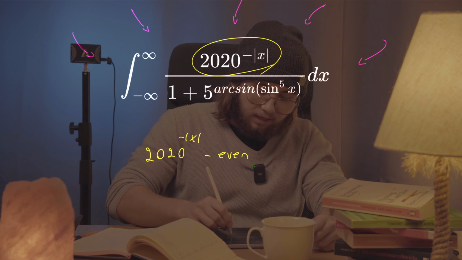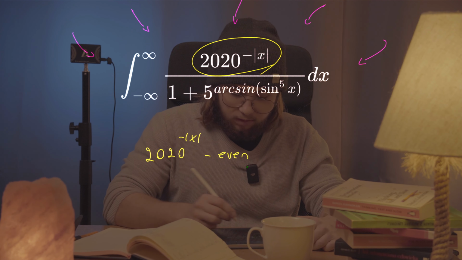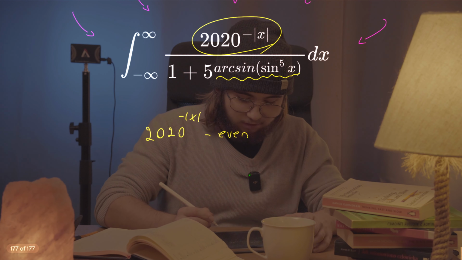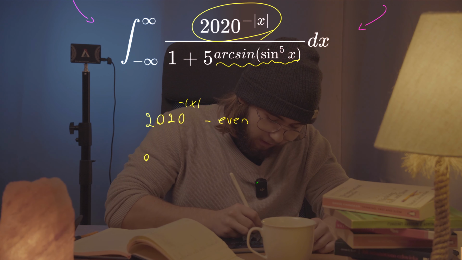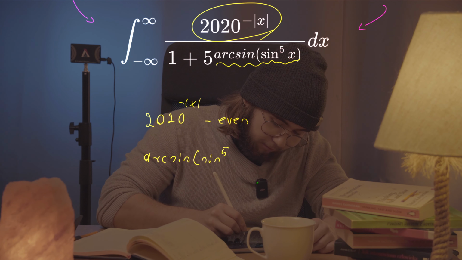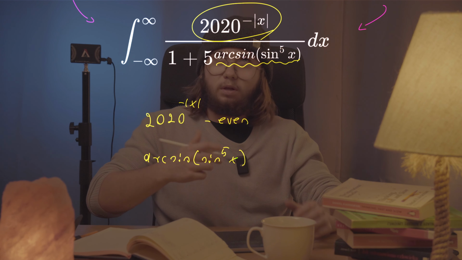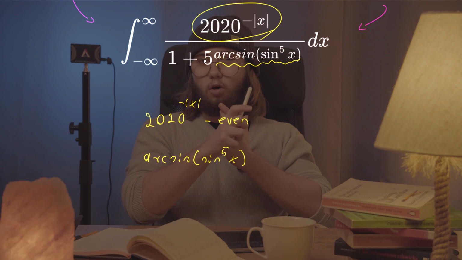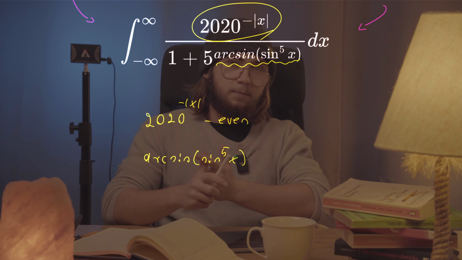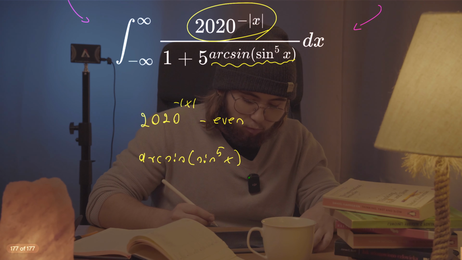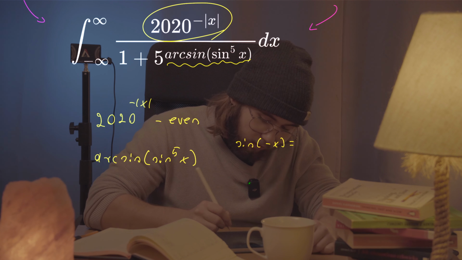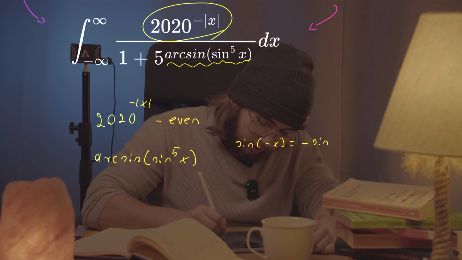Well, what about the denominator? What is this arcsine to the fifth of x? Whatever it would look like. We know that sine is an odd function, so if we plug in negative x for x, our sine of x changes nicely: sine of negative x turns into negative sine of x.